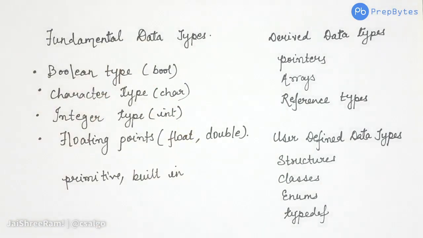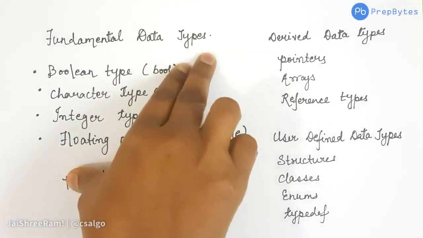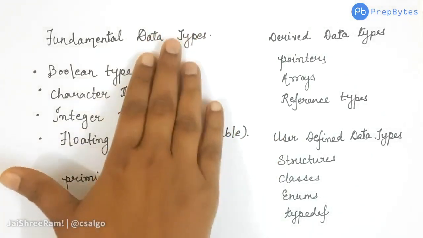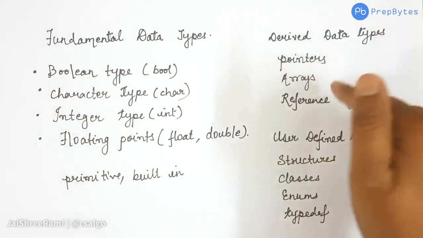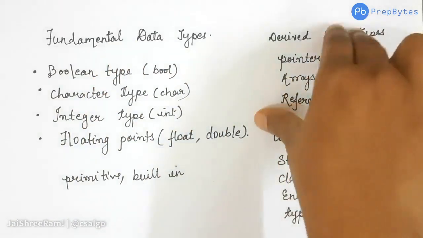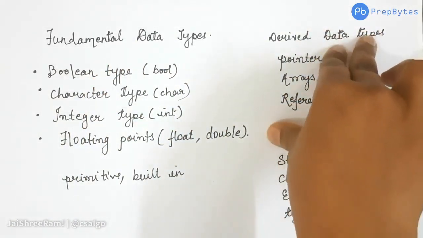So these are called fundamental or built-in data types. As the name suggests, built-in data types means they are defined in the compilers and we can use them directly. Apart from this, using these data types, we also have pointers, arrays, and references. We will talk about each one of them in the later sessions.